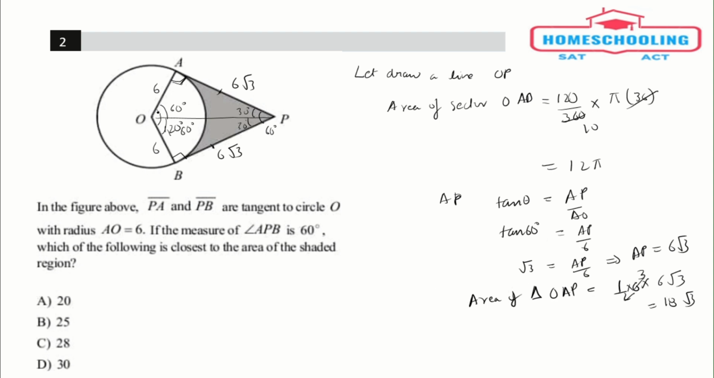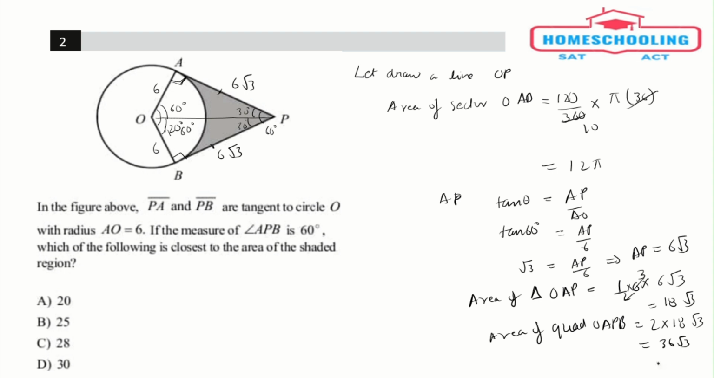Similarly, if we want to find the area of the whole quadrilateral, then we have to multiply this triangle by 2, this triangle plus this triangle. So the area of quadrilateral OAPB is equal to 2 into the area of triangle OAP, 18 root 3. So this is going to be 36 root 3. Let me find what its value is on the calculator.